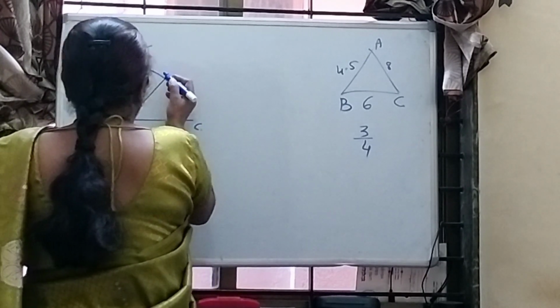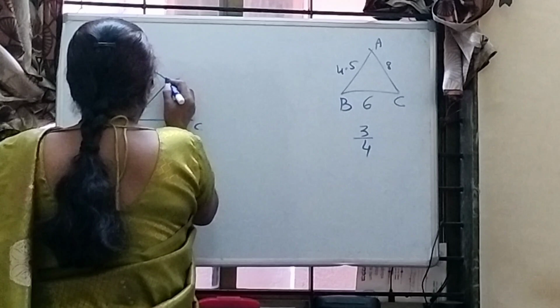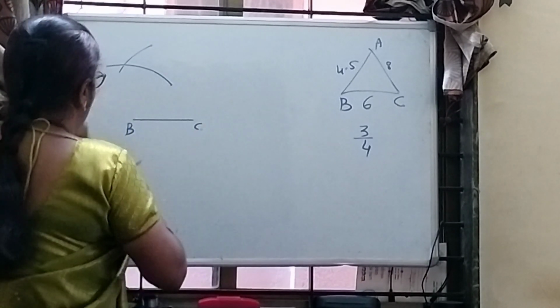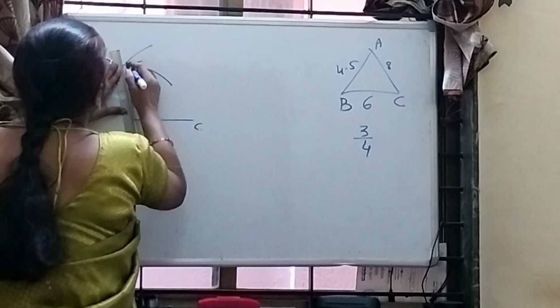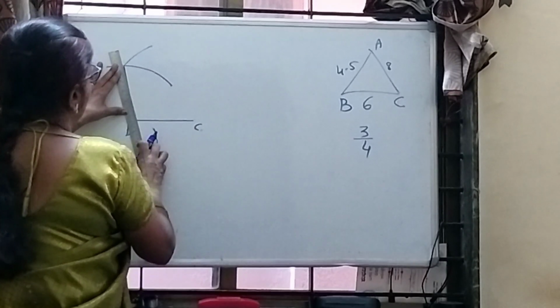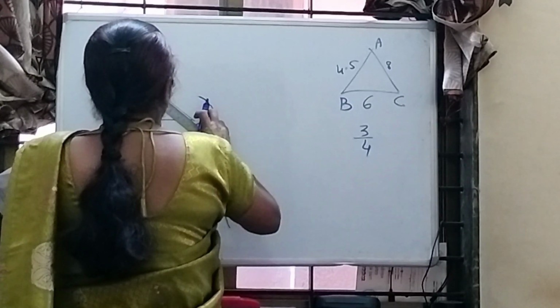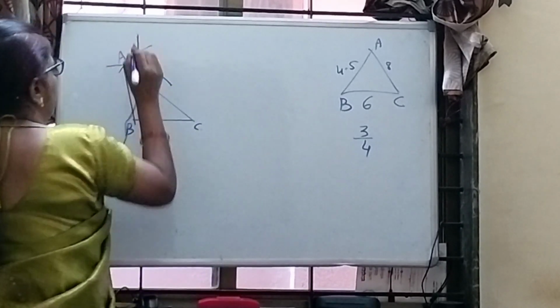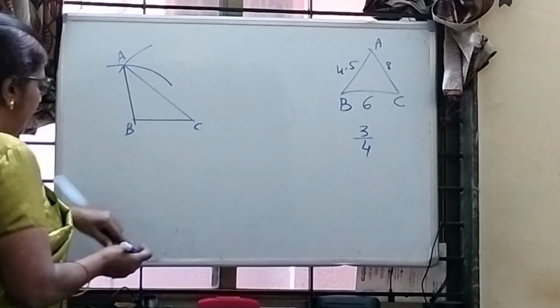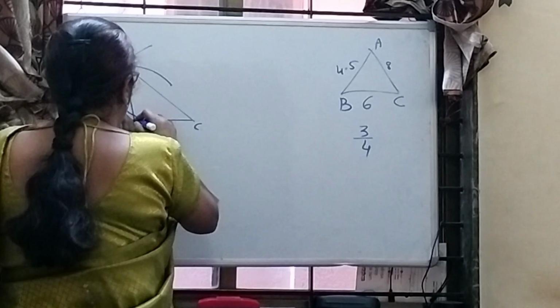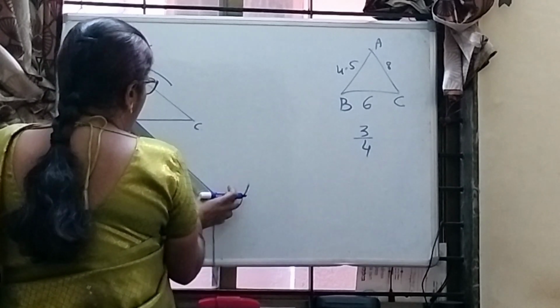Continue this now to get it properly. Yes, the triangle you will get like this. And join AC also. This is A. Now draw an acute angle at B, the same way as the line segment we had drawn. Acute angle you will draw.